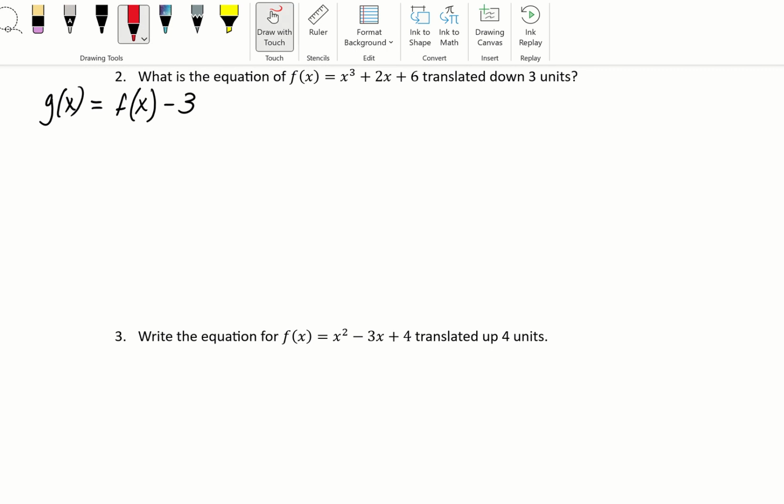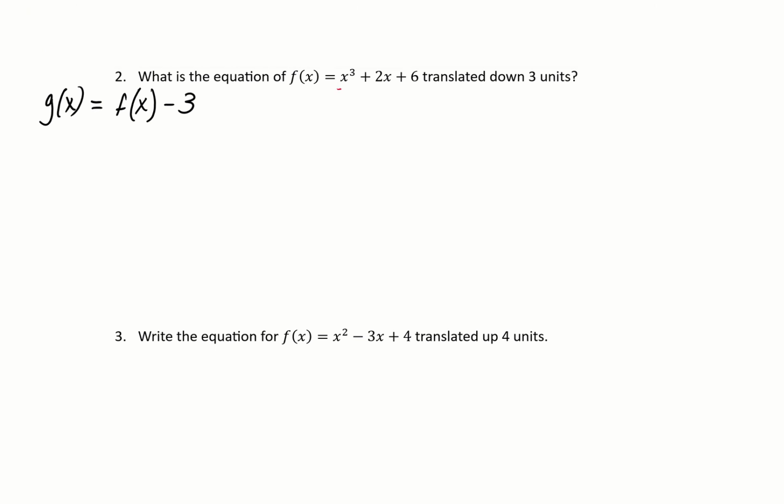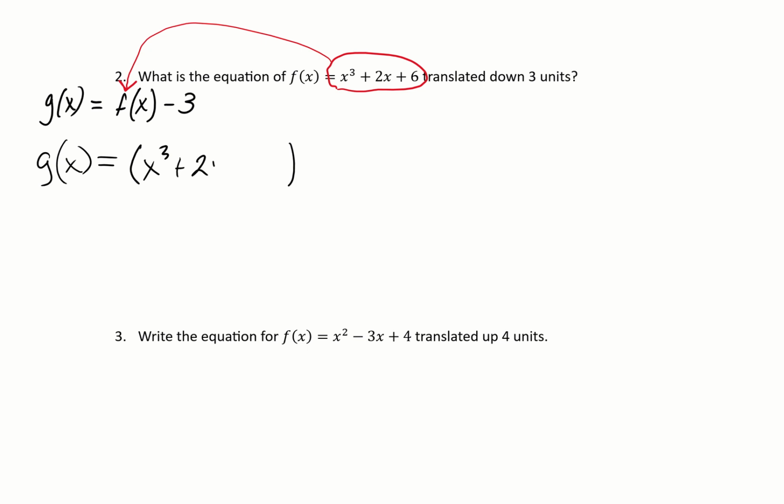What we need to do next is substitute in what f of x is equal to into this notation. So everywhere I see f of x, I'm going to substitute in what f of x is equal to, which is x cubed plus 2x plus 6. So what that looks like is, g of x is equal to, in these parentheses I'm going to put f of x, but now I'm going to write that f of x is equal to x cubed plus 2x plus 6. So now this is f of x minus 3, because according to our equation we need to move down by 3.